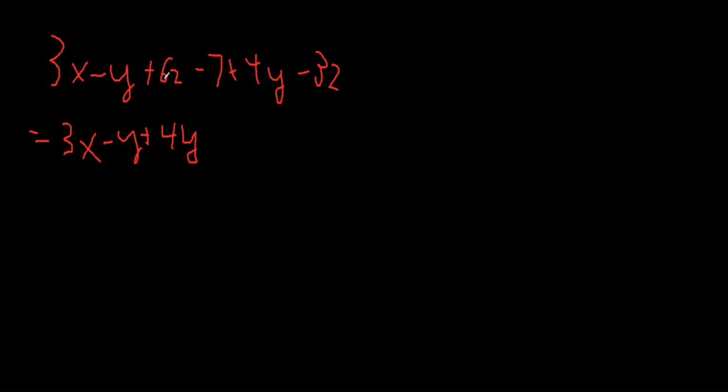And we have 6z here. If we look at all the other terms, we have this negative 3z here. Since these have the same variables, we can combine them. So that's 6z minus 3z. And of course, we have this negative 7 here. There are no other numbers here, so we just write negative 7. Now this gives us 3x minus y plus 4y is 3y, so that's plus 3y plus 3z minus 7.